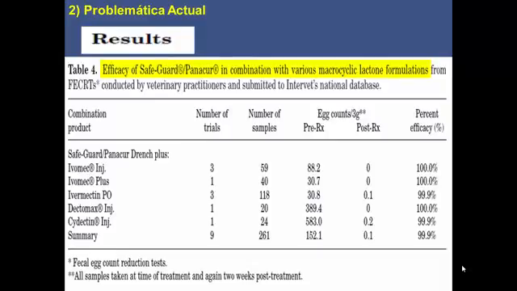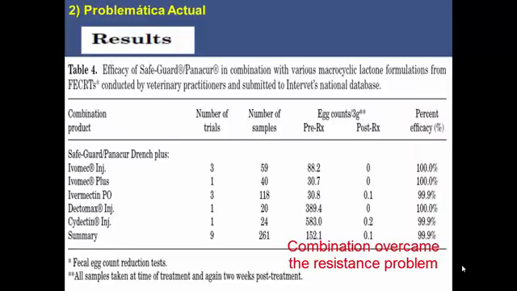Now, on that same study, we have another table where they combine macrocyclic lactones with Safeguard and Panacure. These are benzimidazoles, a different family of dewormers, and we see that the efficacy was 100%. So basically the use of dewormers that work by different mechanisms overcame the problem of resistance, at least for the time being, because as we will see in a minute, it's just a matter of time before resistance will show up, and it depends on how frequently we use the same dewormer over and over again.